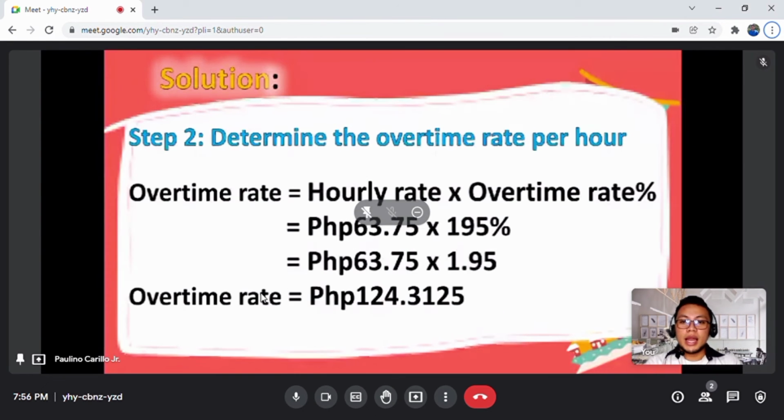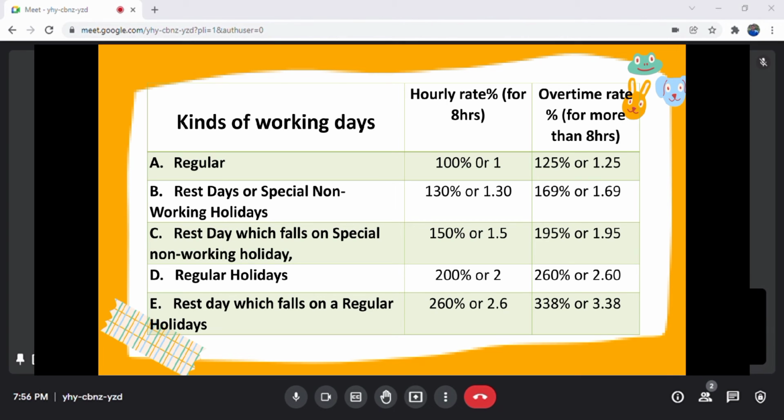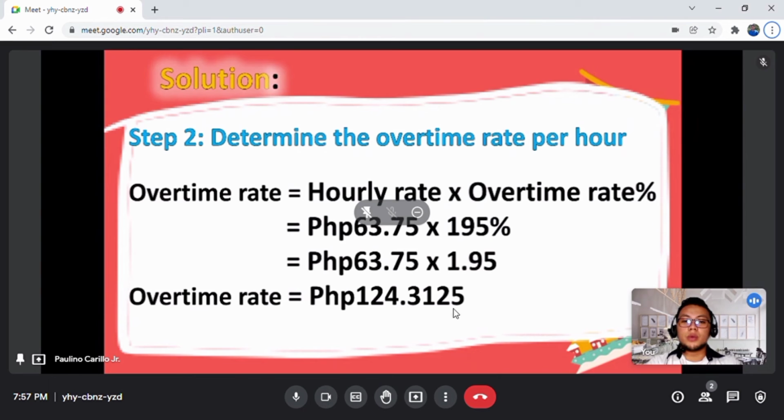Then, let us solve for the overtime rate. Overtime rate is equal to hourly rate times overtime rate percentage. Again, her hourly rate is now 63 pesos and 75 centavos multiplied by 195%. Again, let us locate this number from the table. For special non-working holidays, her overtime pay would be 195% or 1.95. Then, using our calculator, we'll get an overtime rate of 124 pesos and 0.3125 centavos.